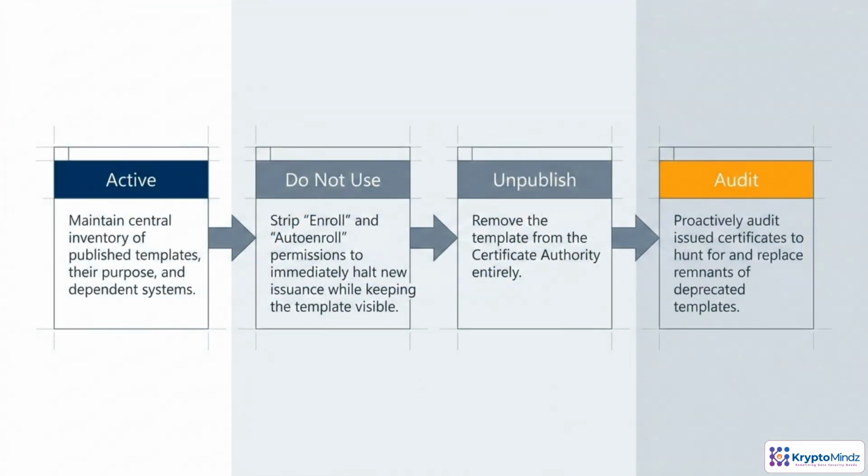Treat certificate templates as products with a managed lifecycle. While a template is active, track where it's used and who depends on it. When you decide to deprecate it, start with Do Not Use. Remove enroll and auto-enroll so nothing new is issued, but you can still see existing certificates. Once you're confident nothing relies on it, unpublish it from the CA. Finally, continue auditing issued certificates to find any survivors and migrate those workloads to approved templates.